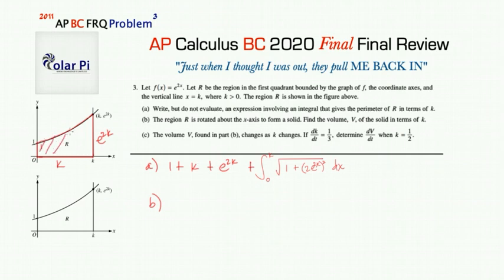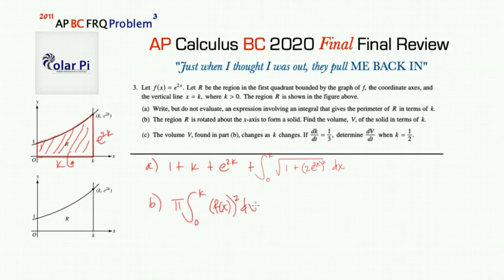Since there is no gap between the axis of rotation and our region, we know that we're going to use the disk method. And so that's pi and then integral from 0 to k of R squared dx, right? Well, clearly R here is the function f of x, so it's just going to be f of x squared, and then dx.